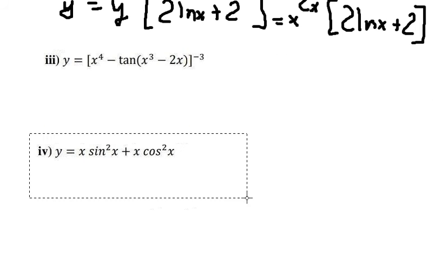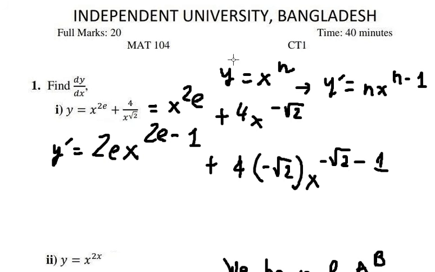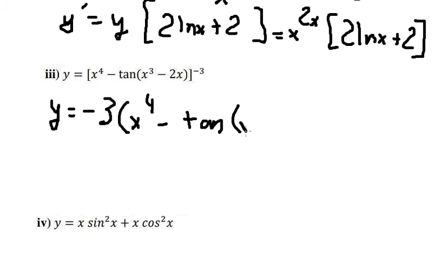Question number 3. We apply the same power formula as the first one in here. So we will have y equals negative 3 s to the power of 4 minus tan of s to the power of 3 minus 2s. Negative 3 with negative 1, we have negative 4. But inside this one, we continue to do the first derivative.